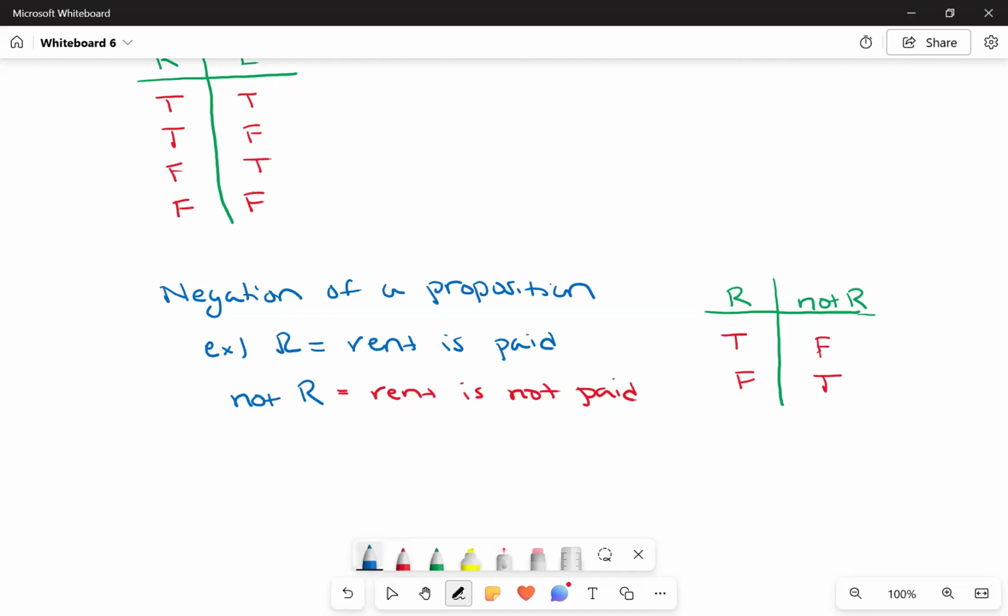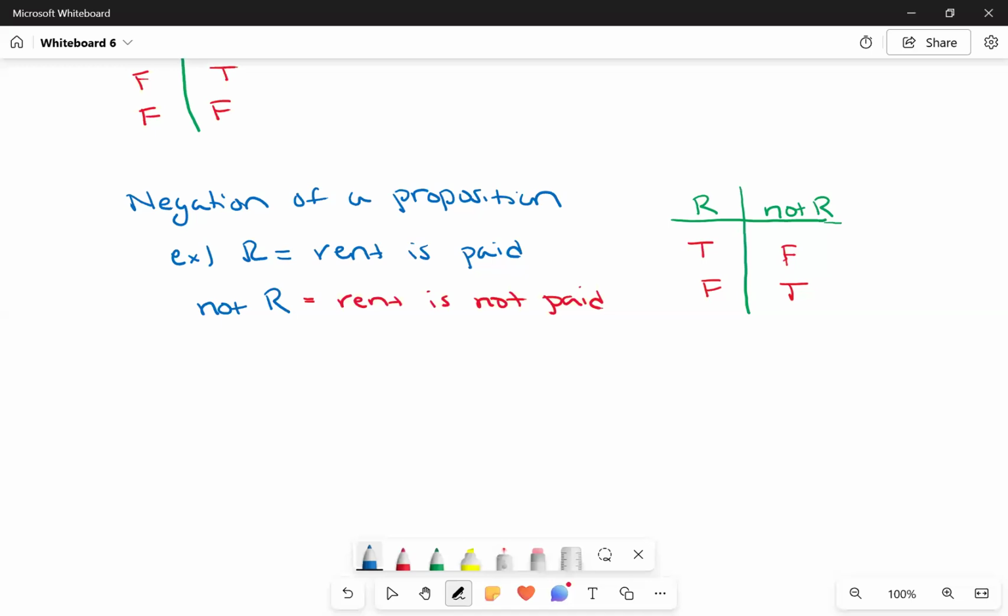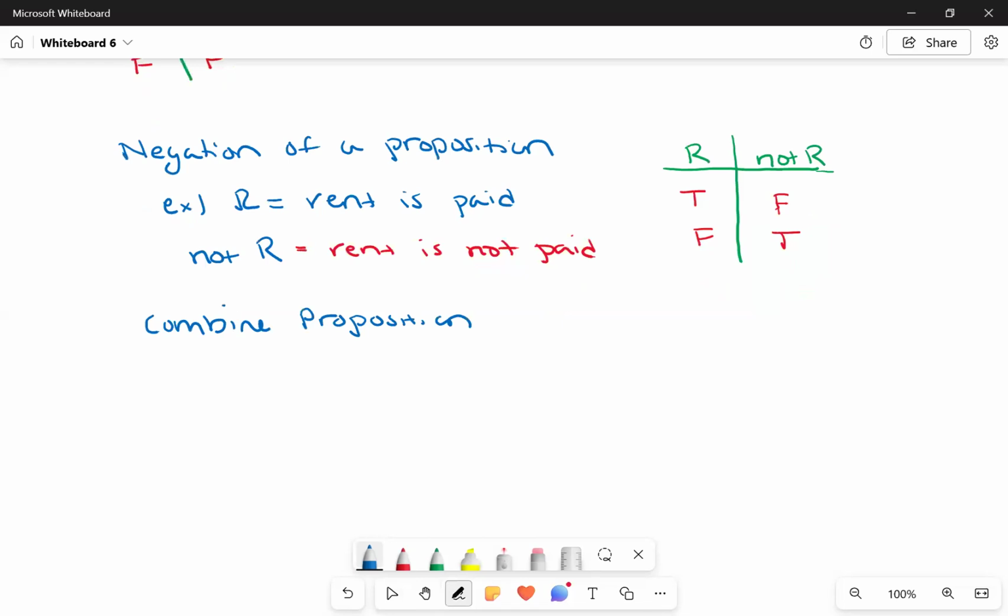Let's look at another one. Let's say we want to combine propositions. There's really two ways we do that. Actually, there's three ways. I take that back. Three ways we do that. First, we do what's called the and statement.